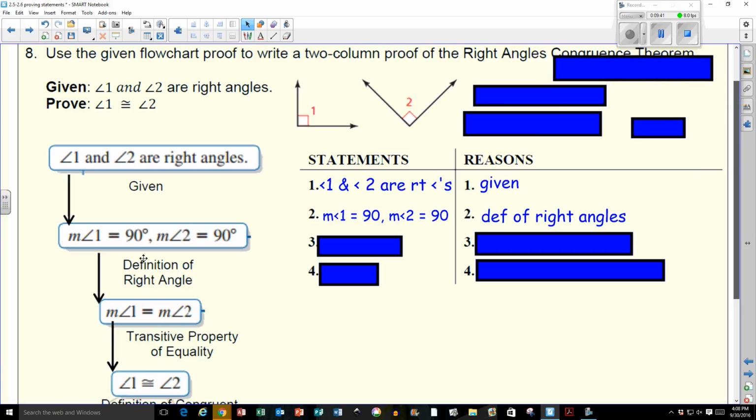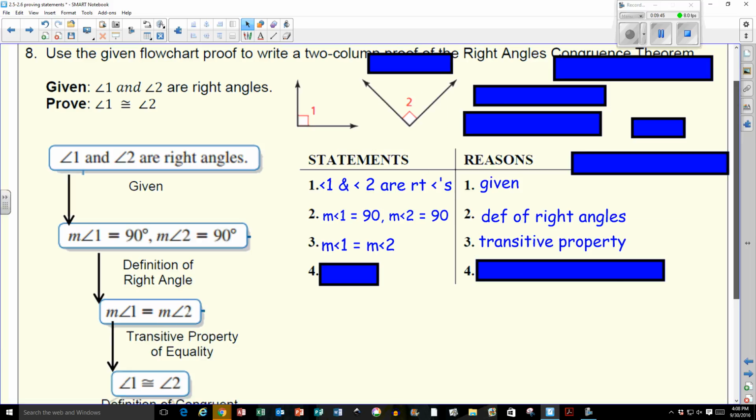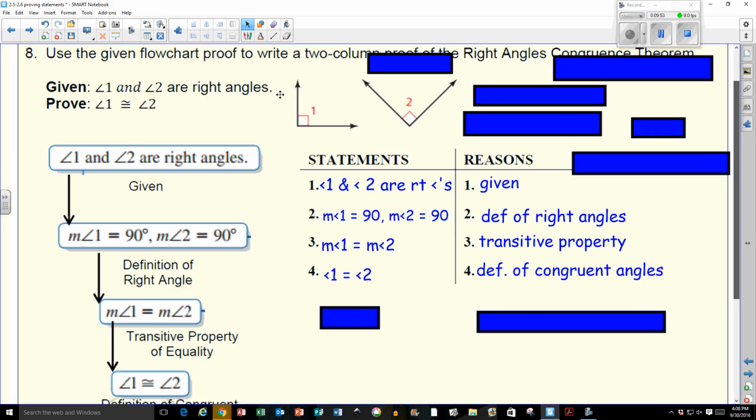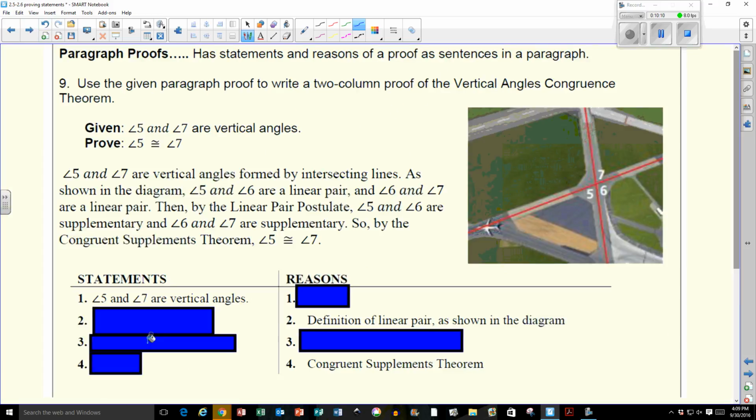Since they're both equal to 90 degrees, then they're equal to each other. And that would be transitive because I've got 90 degrees equal to two things. And since the measures are equal, then the angles are congruent by definition of congruence. And I need to put my little congruent mark there. And that's basically a flowchart. It's the same thing as a two-column proof. I think the two-column proof looks neater and is easier to follow than a flowchart. The other kind is a paragraph proof.